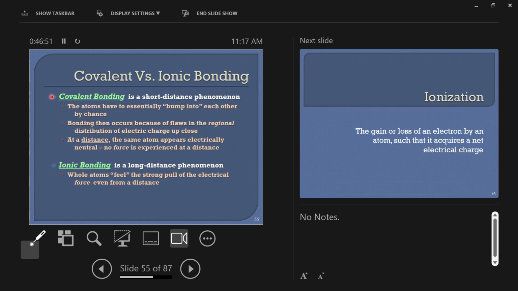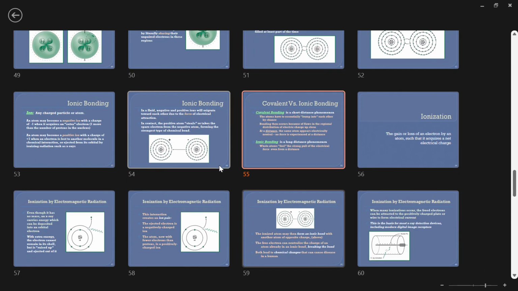Covalent bonds are short distance. The atoms have to be very close together. They basically have to bump into each other by chance. Bonding then occurs because of the flaws in the regional distribution of electric charges. At a distance, the same atom appears electrically neutral, and no force is experienced at a distance. However, ionic bonding is a long-distance phenomenon, when whole atoms feel the strong pull of the electrical force even from a distance. Again, in a solid this won't happen, but in a fluid it will. Liquids and gases, okay, excellent. So we now have covalent and ionic.